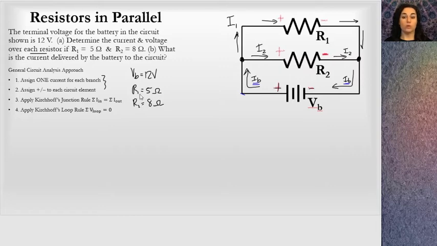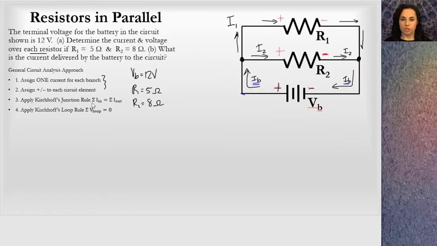So I'm going to just hold on to those numbers. I know the resistances and the battery. I don't know any currents. They don't tell me any currents in here. It says determine the current and voltage over each resistor. What is the current delivered by the battery? Okay, so if I find I1 and I2, I can find I battery. That won't be a hard thing to do. And that's because of this.